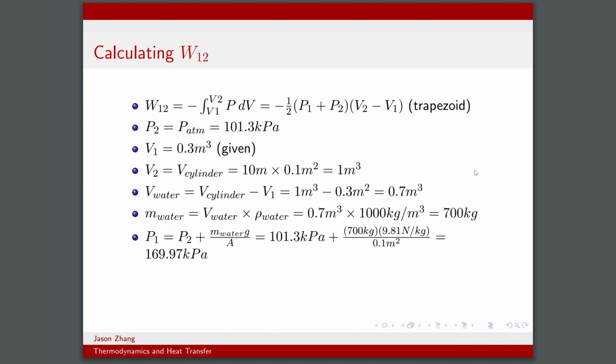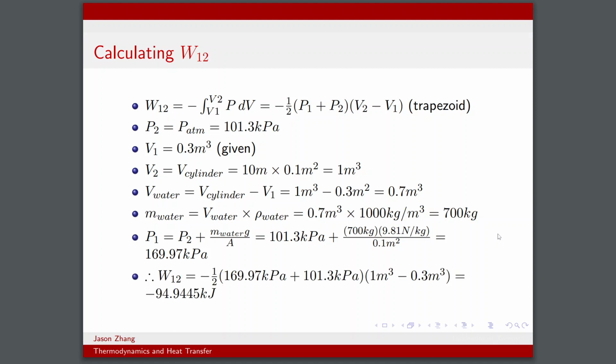And to find the force exerted by it, we just have to multiply this by the gravitational constant, which is 9.81 newtons per kilogram. And to find the pressure, we divide it by the cross-sectional area of the piston. So P1, which is the initial pressure, is going to be P2 plus this pressure exerted by the water, and we get something like 170 kPa. So now we know P1, P2, and V2 and V1, so we plug in all our values, and we find that the work done is approximately 95 kilojoules. So this is the work done by the air.